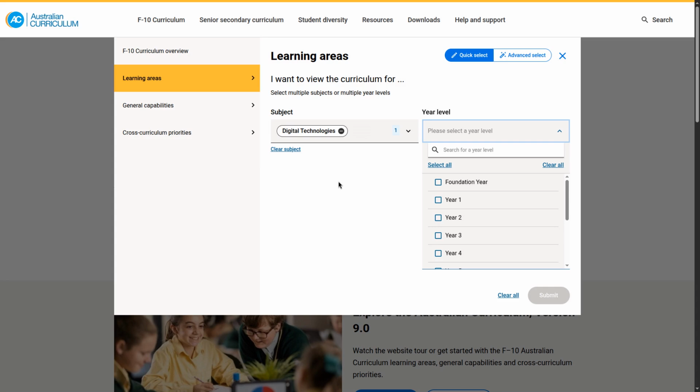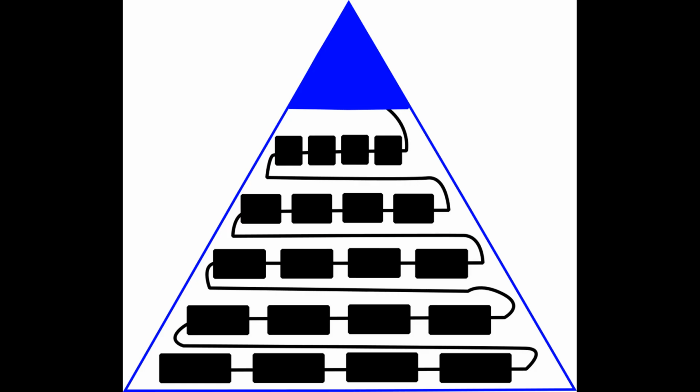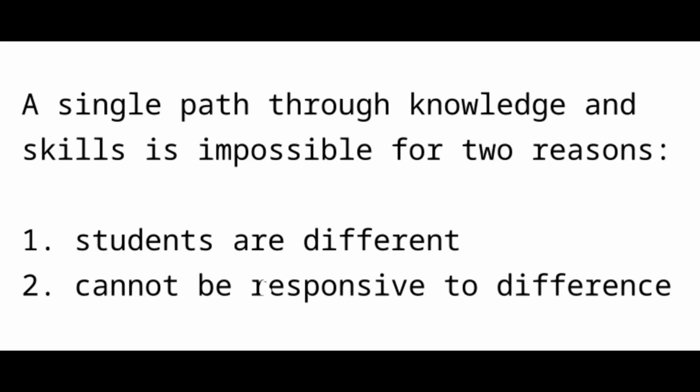And within the year level, there is considerable flexibility in the order you learn the content, but little flexibility between years. The Australian curriculum has obviously tried to make this a logical order, where knowledge and skills are presented at the appropriate developmental age, and each piece builds on what came before and prepares you for what comes next. However, I think this is an impossible job for two reasons. First, students are different, and second, you cannot be responsive within a fixed path.